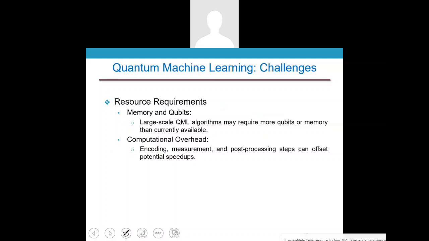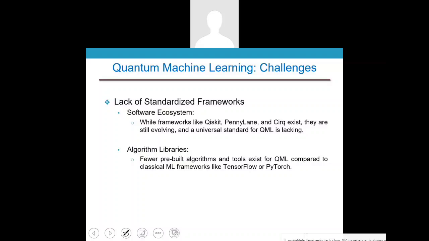Another challenge is the resource requirements. What are the resources required? Memory and qubits to scale up. Large-scale quantum machine learning algorithms may require more qubits than are currently available. And there is computational overhead: data encoding, measurement, and post-processing steps can exceed the potential speedup. That means it takes more time.